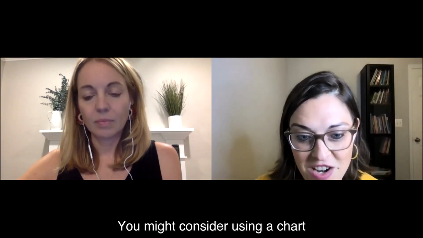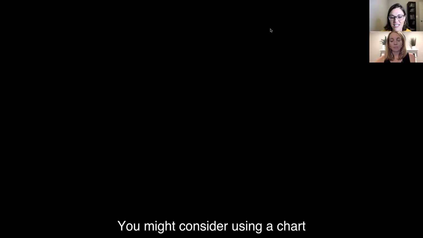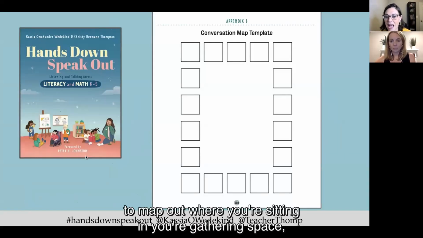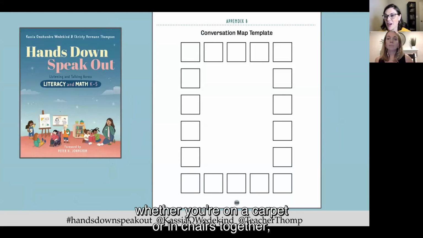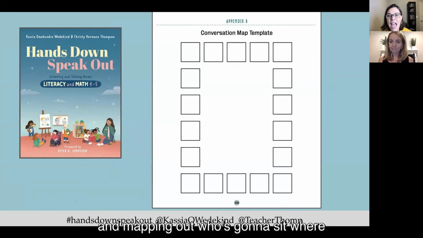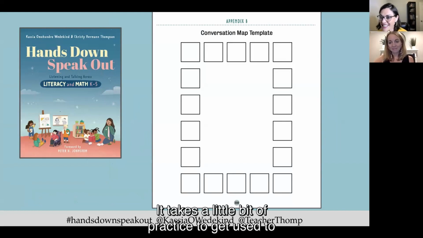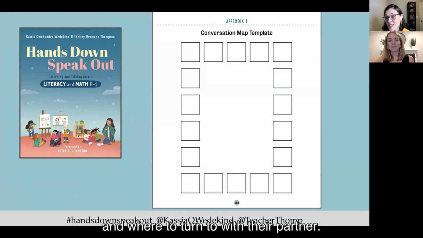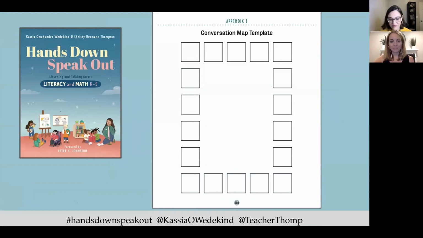You might consider using a chart that looks a little bit like this to map out where you're sitting in your gathering space, whether you're on a carpet or in chairs together, and mapping out who's going to sit where and helping orient your students to this. It takes a little bit of practice to get used to, but soon students will know exactly where to sit and where to turn to with their partner.